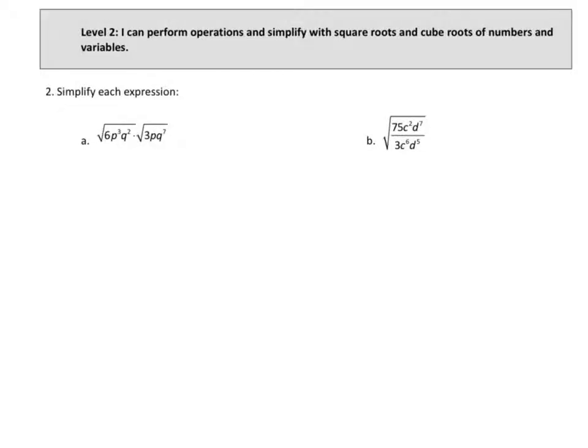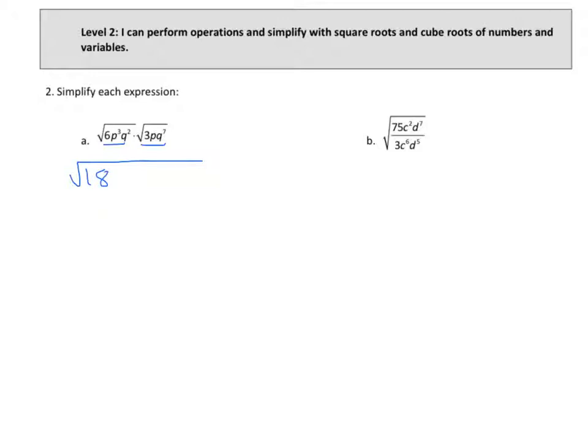In level 2, we will be performing operations and simplifying with square roots and cube roots with numbers and variables. With variables, it's going to follow the same rules that radicals followed before. If you have two radicals that are being multiplied together, you can multiply the insides together first and make it under one big radical. So I'm going to multiply 6 times 3, and we get 18.